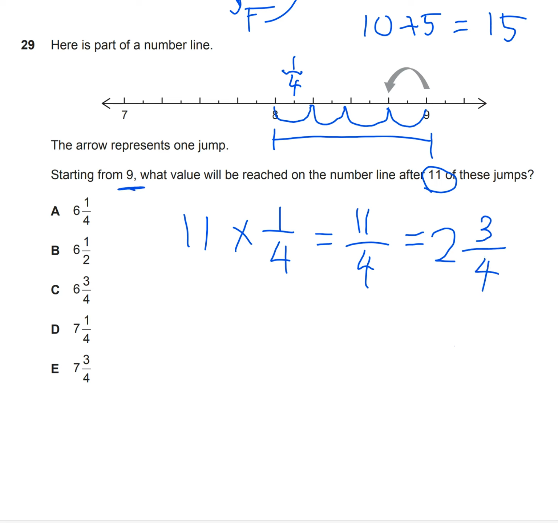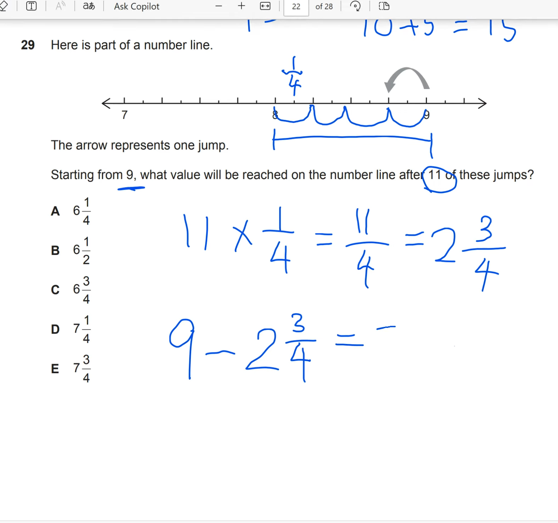Now we start from 9. We're going to subtract 2 and 3/4. Let's subtract the 2 first. 9 minus 2 is 7. We still have to minus the 3/4. When I go back 3/4 from 7, we'll have 6 wholes and a quarter left. So it'll be 6 1/4, which is A.